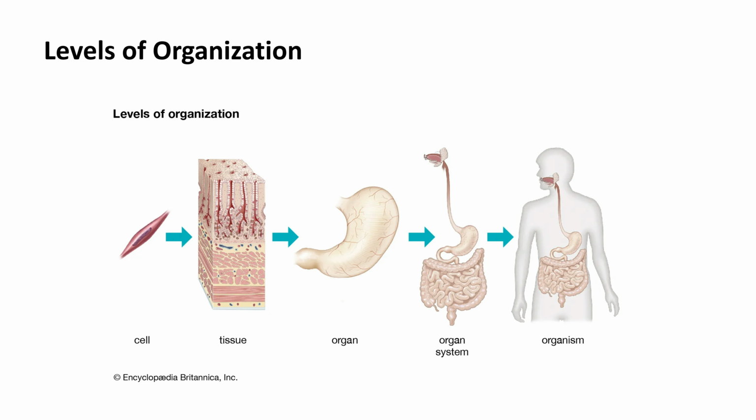So, levels of organization of the body. You start off with your cell, you go into tissue, your tissues are going to form organs, your organs are going to form your organ system, which are then going to form an organism. And in our case, we're talking about Homo sapiens, or human beings.